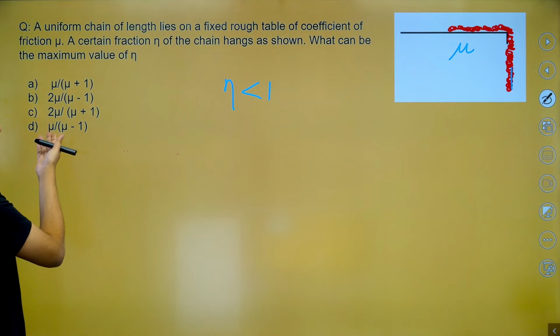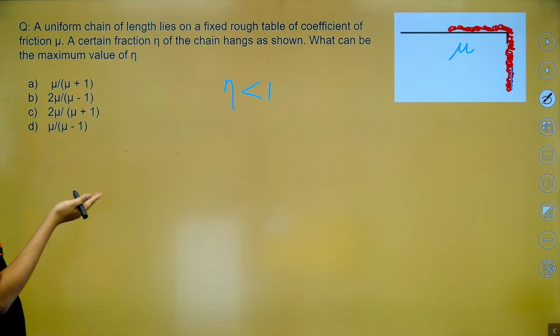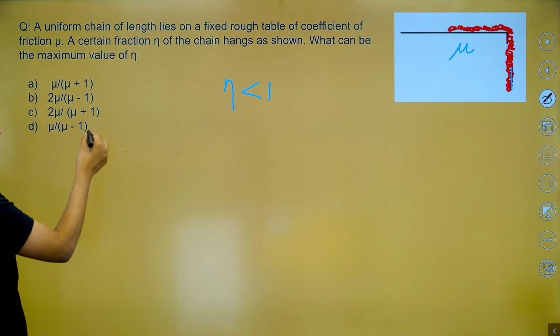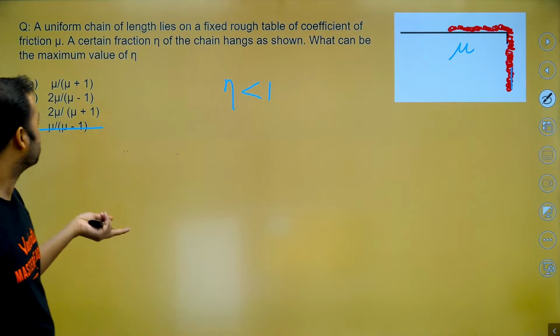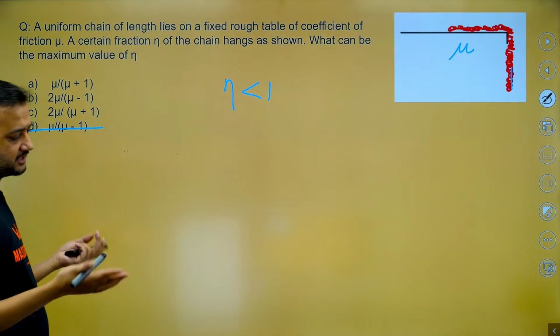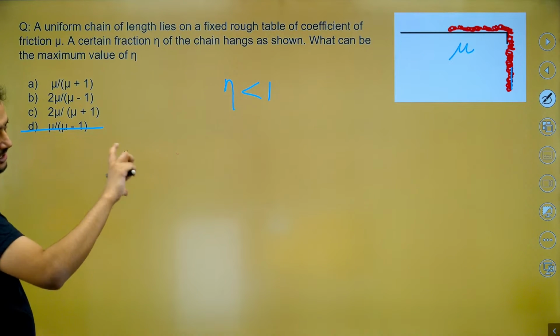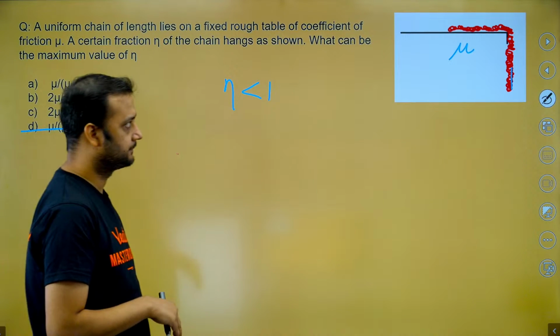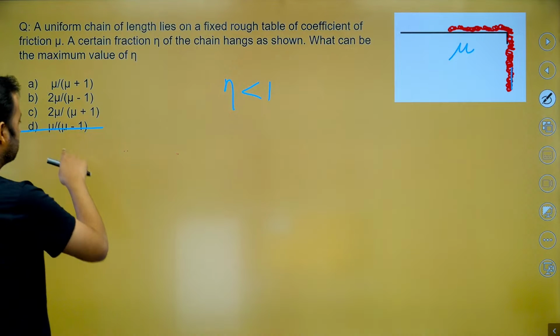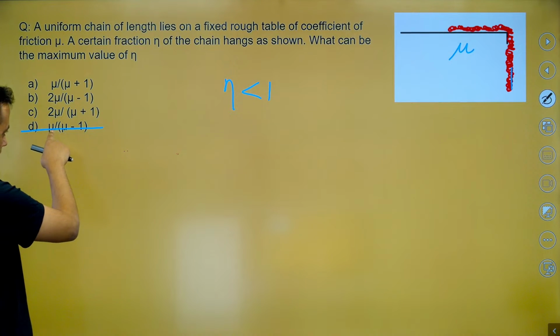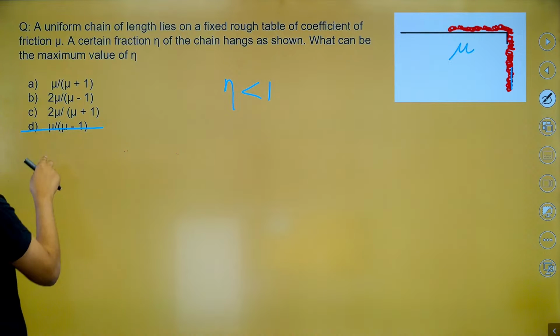If you put mu as 1, option D becomes infinite, so this is not possible. We know that the answer has to be less than 1 in any case, because the answer is a fraction. A fraction cannot be greater than 1, because a chain cannot hang more than its length. So if you put mu as 1 here, this becomes infinite, and option D is rejected.